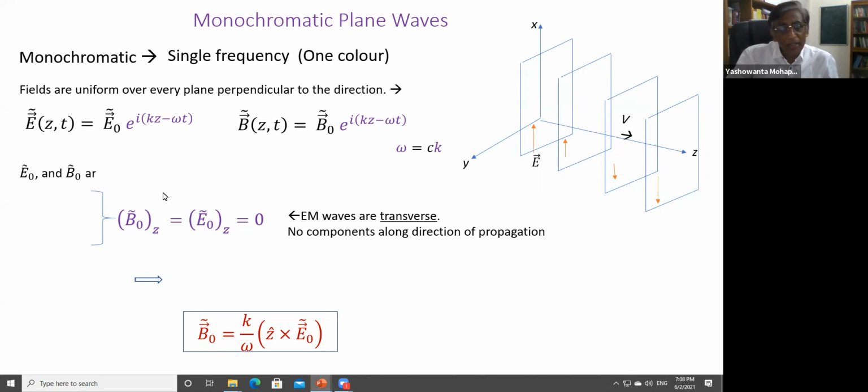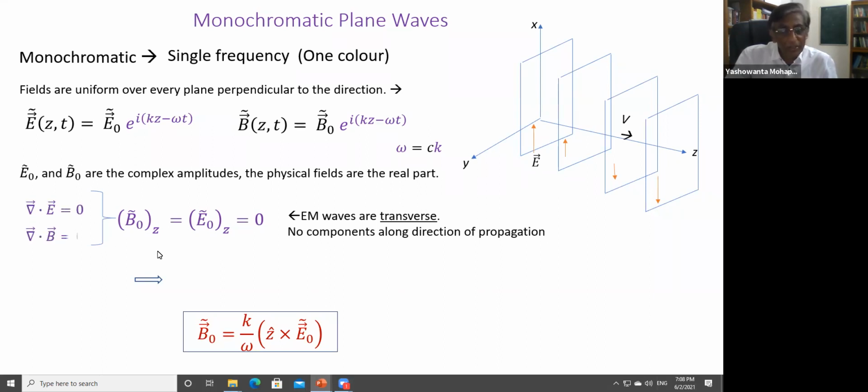So E naught and B naught are the complex amplitudes, and the physical fields are of course the real part of it. But I want to show, this was already on our screen, that if it is traveling in this particular case along Z, then there is no component of this amplitude in the Z direction. Where does that come from? That comes from del dot E equal to 0 and del dot B equal to 0.